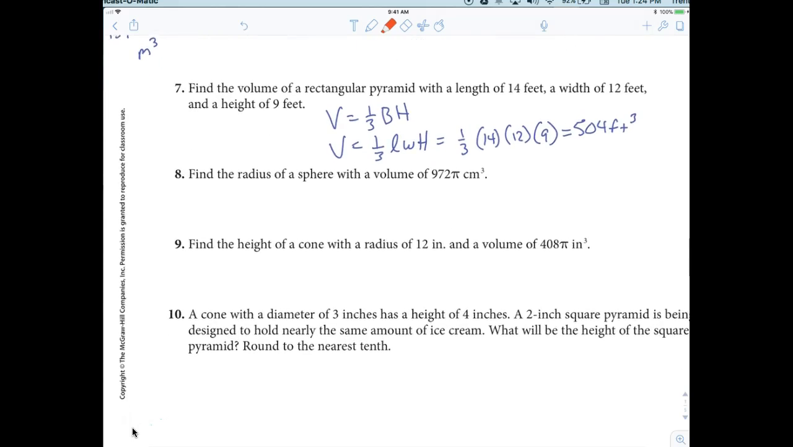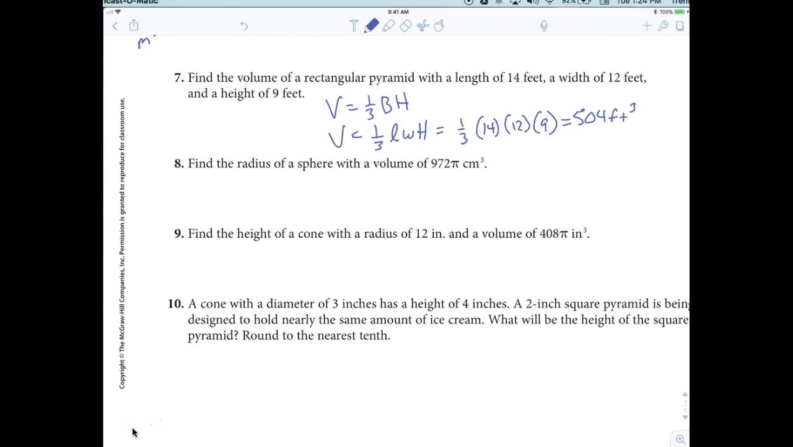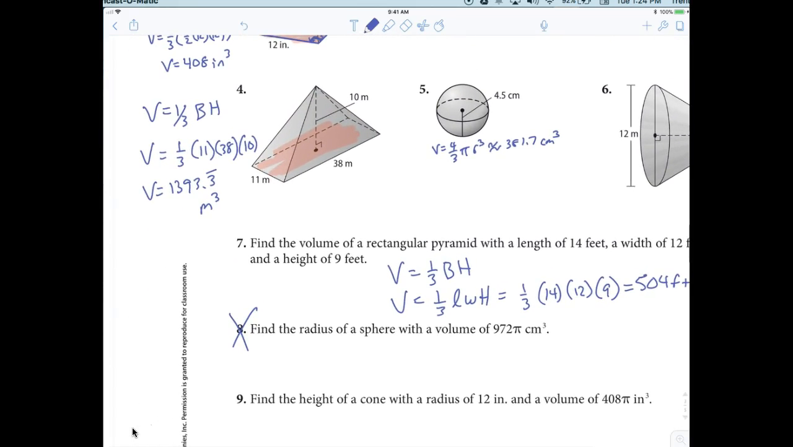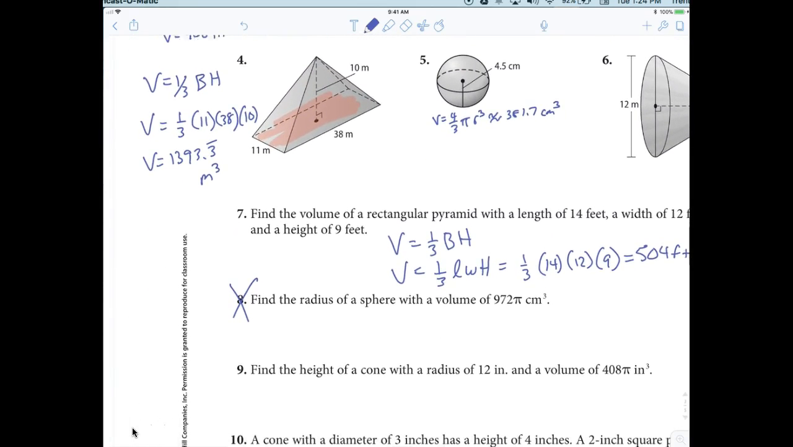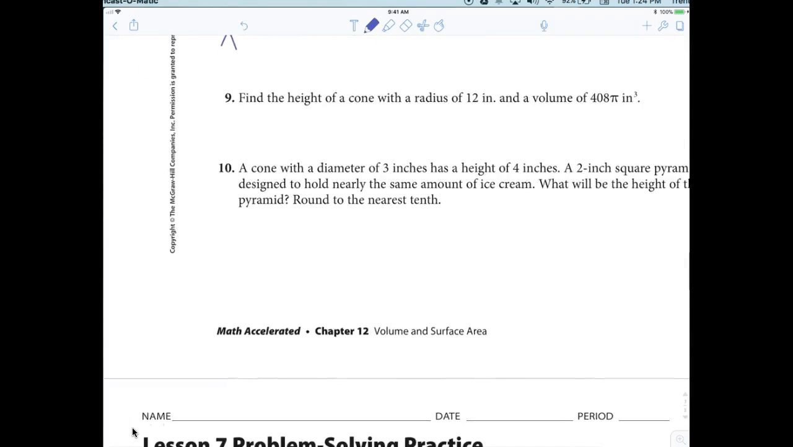All right. So now everybody cross out number 8. The reason why I'm asking you to cross that out is because we don't know how to do cube root yet. I'm a little surprised they made that mistake. But again, don't worry about question number 8. What was number 4 again? Can I tell you the answer to number 4? 1393.3 repeating.